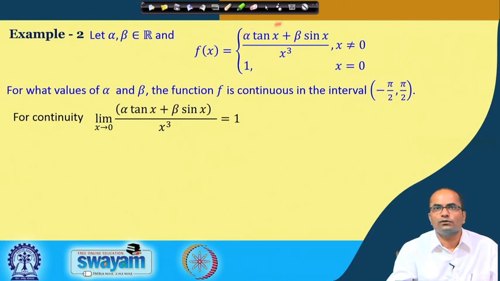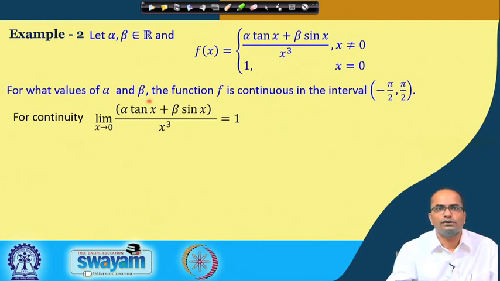So, for x not equal to 0, we have this nice function defined over minus pi by 2 to pi by 2. Tan is continuous, sine is continuous, x cube is continuous, so the function is continuous. The only problem it could create is at x equal to 0. So, we are now setting that if the limit as x goes to 0 of alpha tan x plus beta sin x over x cube is equal to 1, then this function will become continuous. Out of this condition we will compute alpha and beta. For what values of alpha and beta is this limit equal to 1?